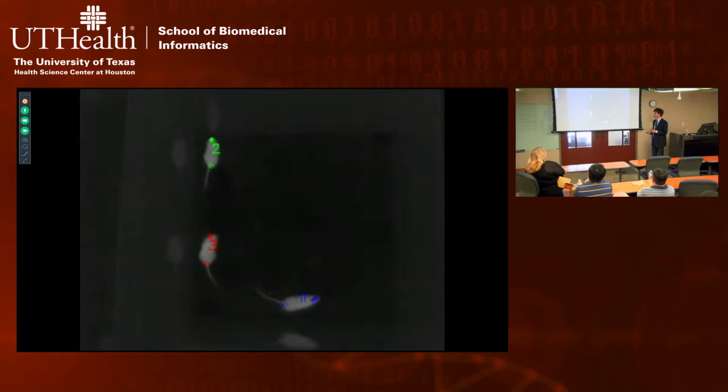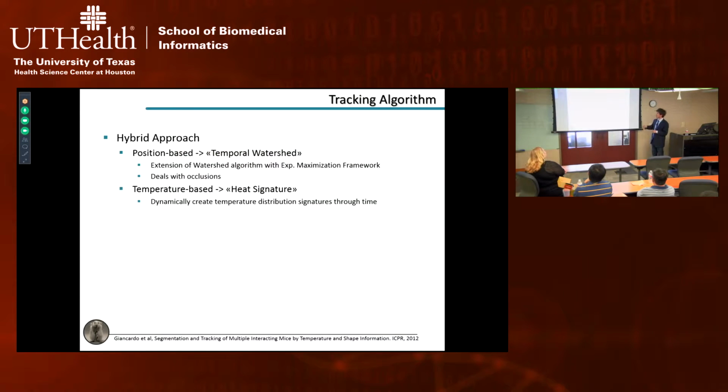The tracking algorithm was based on a hybrid approach. It was based on the position, with an extension of the temporal watershed with a maximization framework, which deals with occlusion, as well as a heat signature. This was one of the key components. This is a thermal camera, so we can get very precise measurements of the heat distribution, and the heat distribution stayed more or less constant across time. So we use that to disambiguate between the identities of the mice.